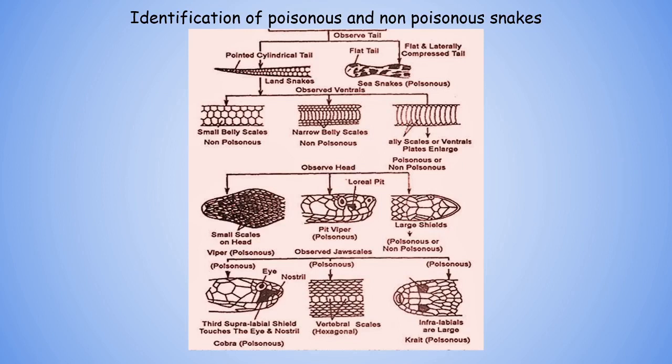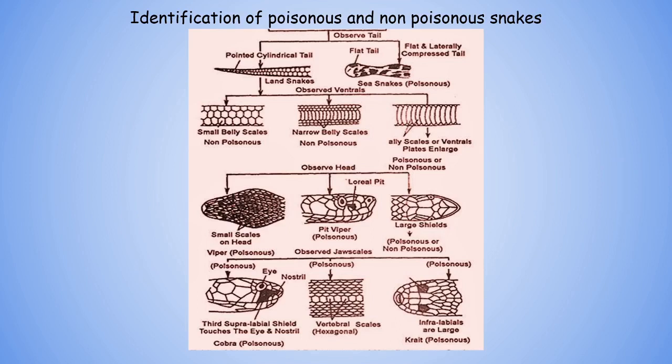In the last sessions we discussed the classifications and examples of class Reptilia, and in this session we are going to see a key for identifying poisonous and non-poisonous snakes. The majority of the snakes found in South India are considered to be non-poisonous, and about the poisonous and non-poisonous species found in India.